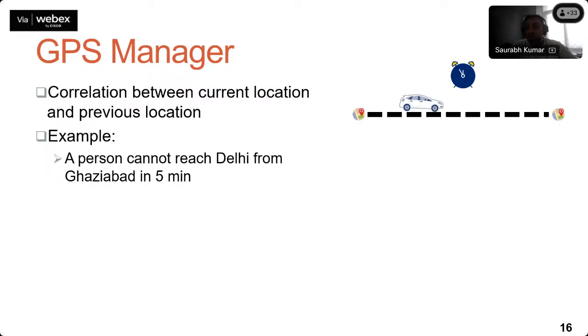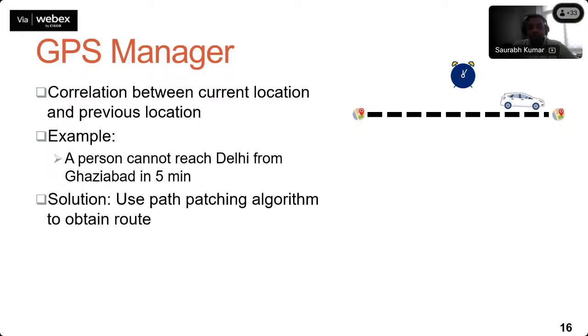So how can you do this? You can use a path patching algorithm. There is a Haversine formula that you can refer to in order to generate a path between two locations. Let's say we identify that reaching from Delhi to Ghaziabad takes 2 hours, right? We can divide this into equal points. Then based on these equal points, we can generate a path, the whole trajectory from Delhi to Ghaziabad, using the Haversine formula.